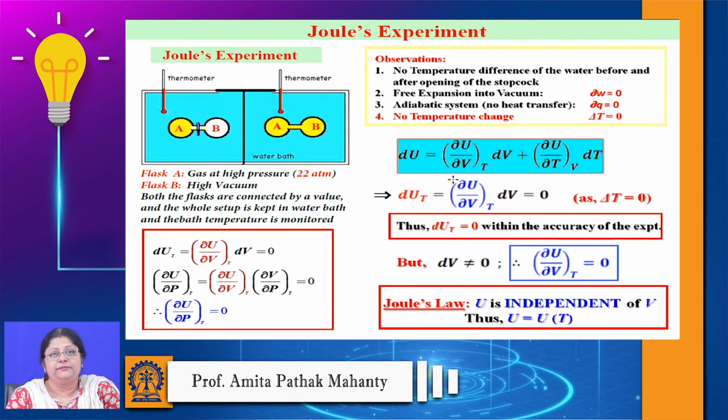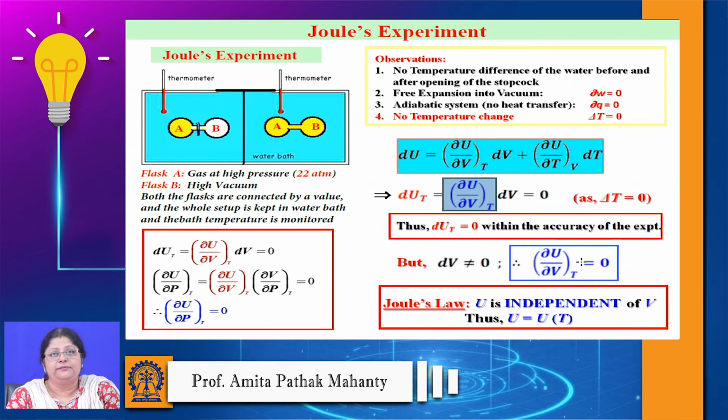So what is going to happen? Then probably this value is 0, and this is known as the internal pressure. This internal pressure, according to Joule's experiment, is supposed to be 0. So Joule's experiment showed that the internal pressure, the change in internal energy with volume at constant temperature, equals 0. That's Joule's law which he did.